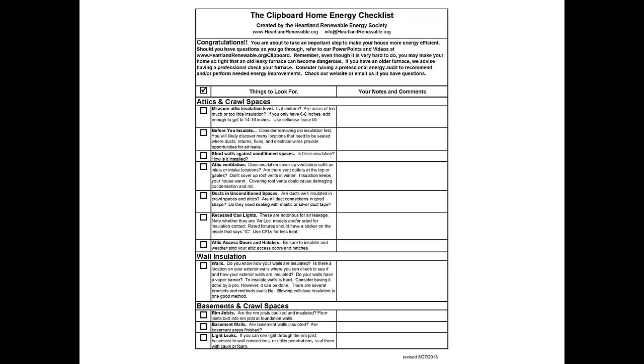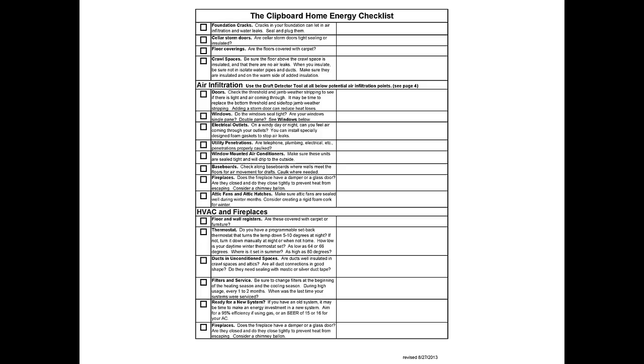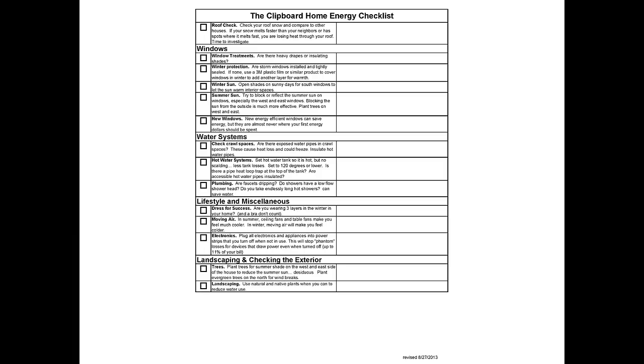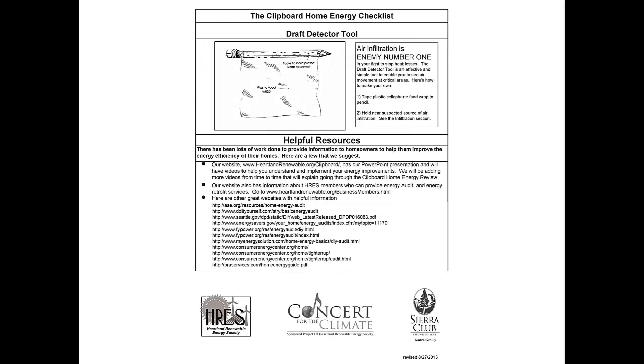So now we're looking at the 4 pages of the Clipboard Home Energy Checklist. And as you note, as we look through these pages, they are divided into sections. And so that's how we figure a homeowner would go through this, by area of the house or by information. And so that's how we will go through this today.